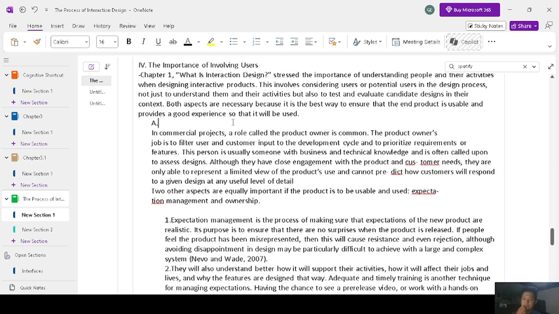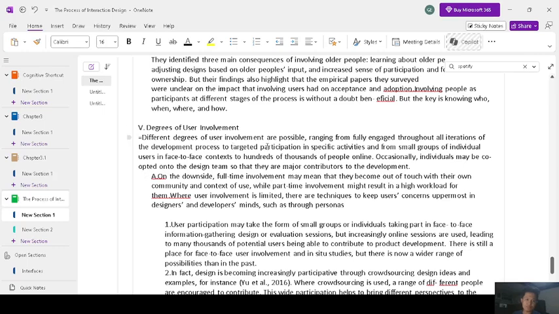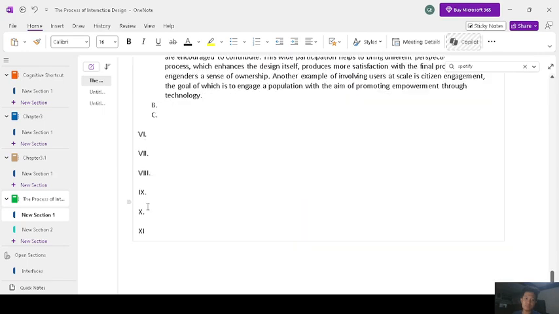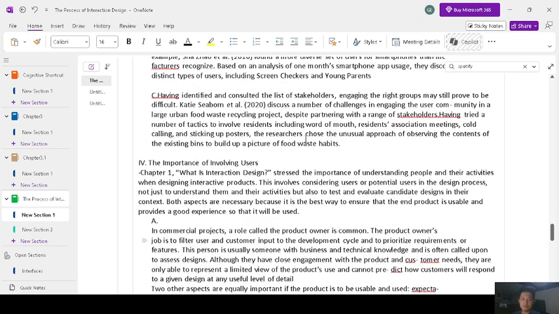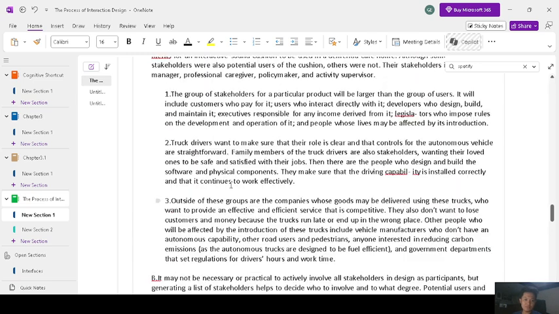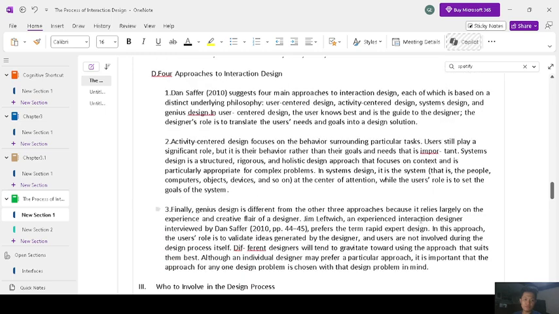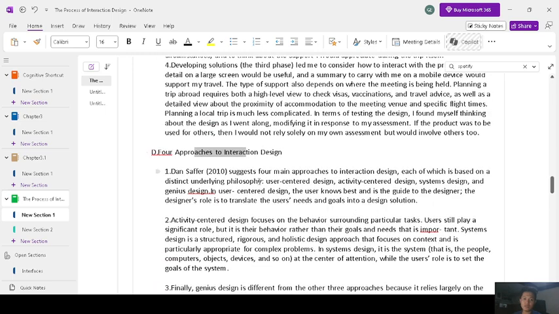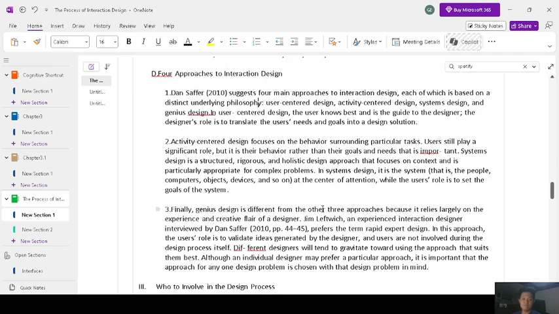So let's continue with this and degrees of user involvement in the next topic. We still have a lot of concepts to discuss with human-computer interaction for us to master this basic principle of computer science and for us to really say that we understand computer science. So we have discussed who to involve in the design process here and four approaches to interaction design.